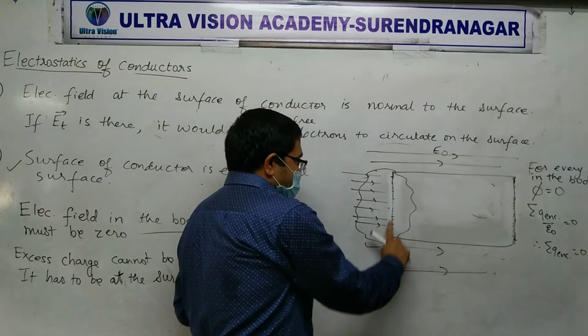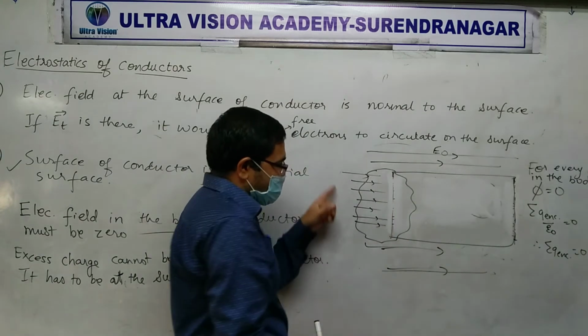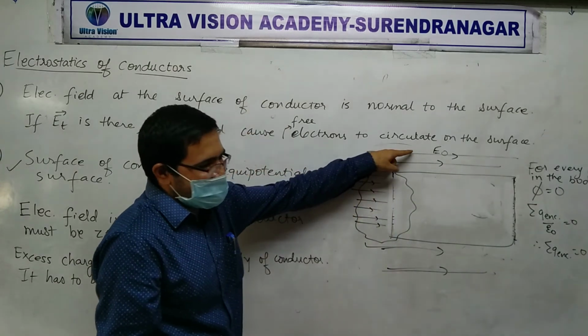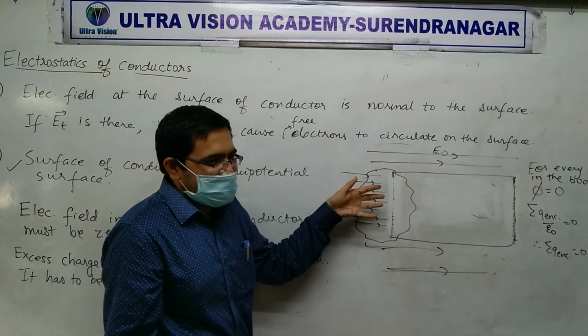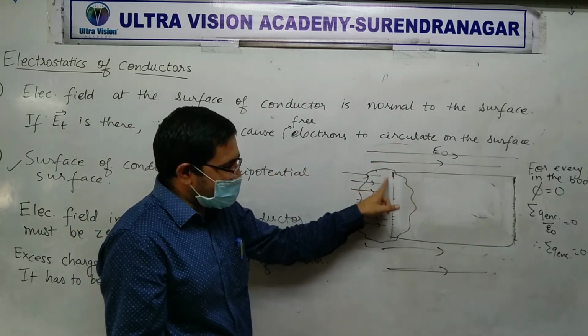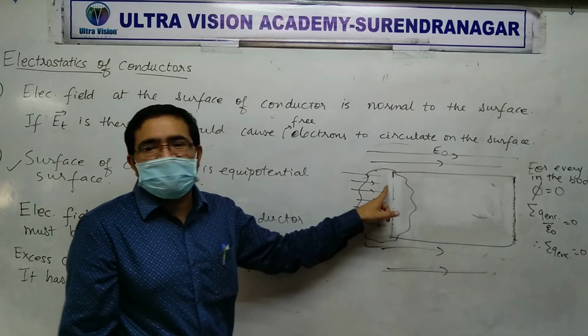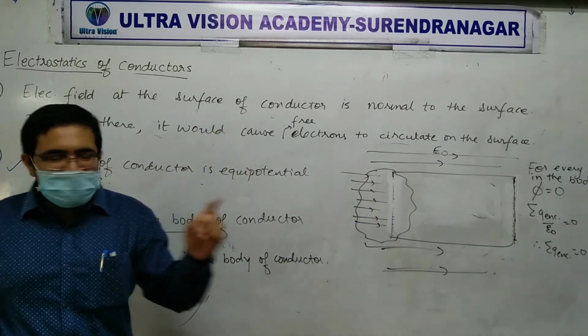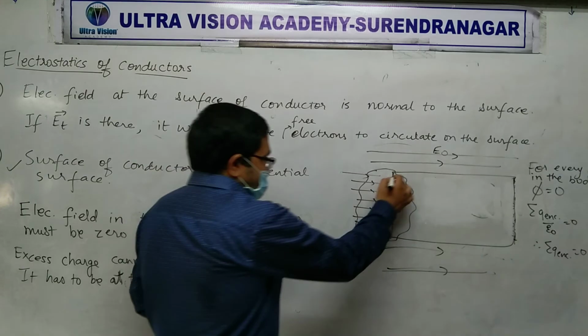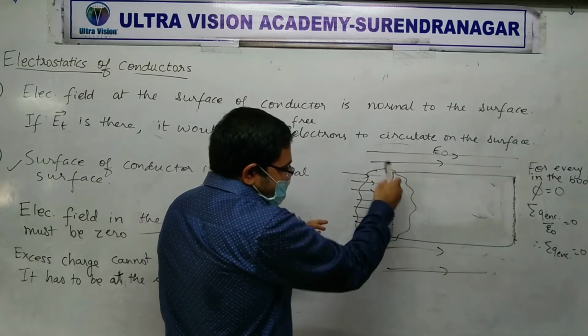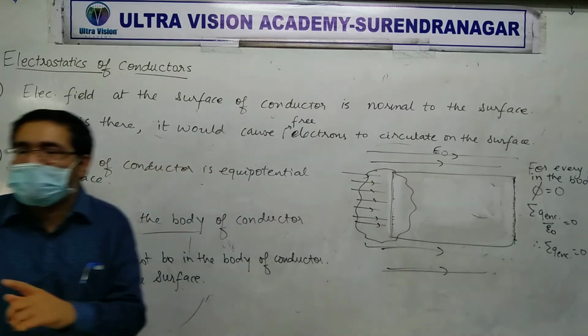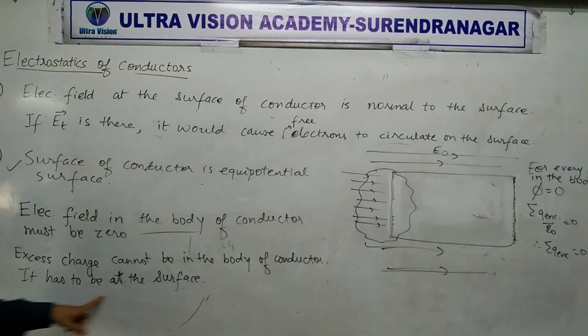Even if you don't know the charge, you can find out this way. These are the field lines outside. Clear or not clear? So these field lines are coming in. Why are they coming in? That definitely means here there is some negative charge. Got that? So like this we can show that inside the body there is no charge, but at the surface there is definitely some charge. That's what the second part is. It has to be at the surface.